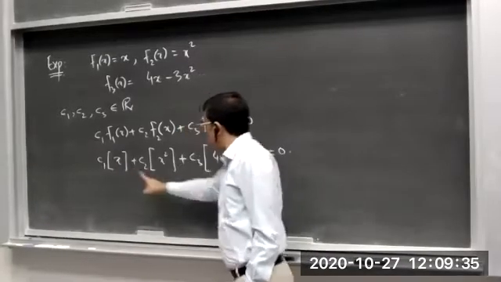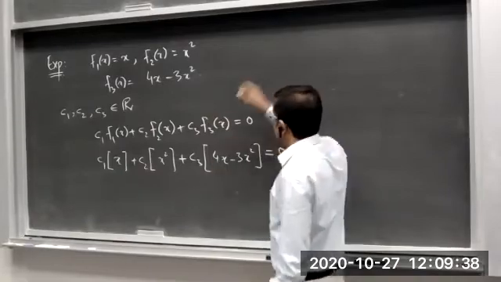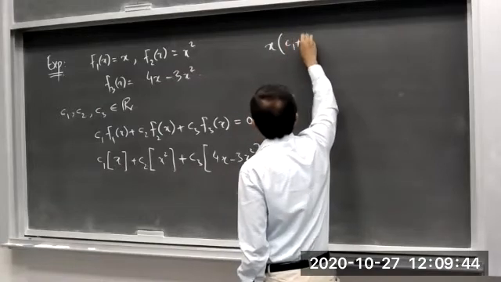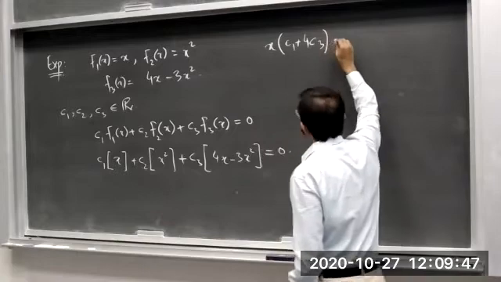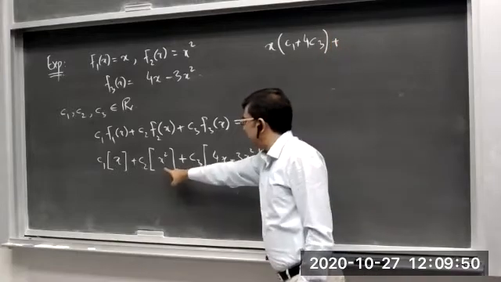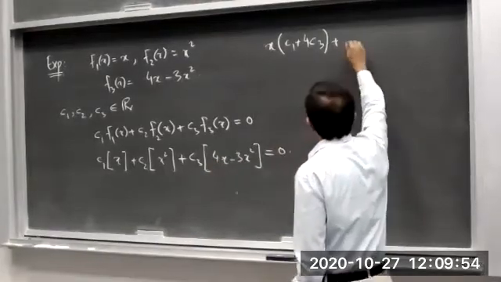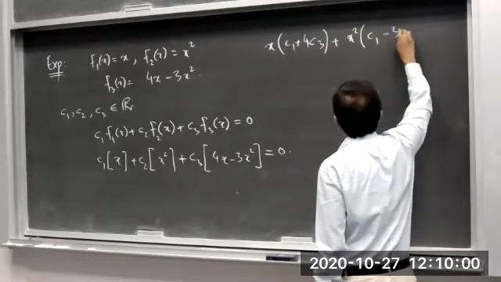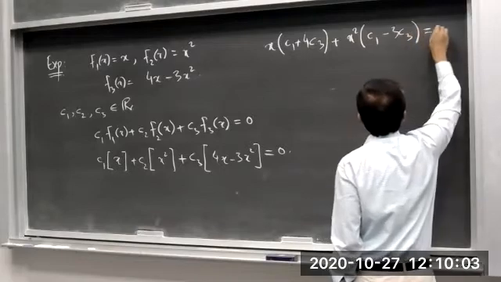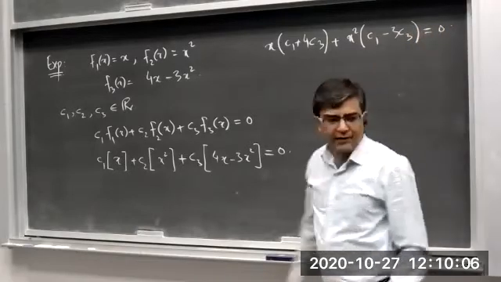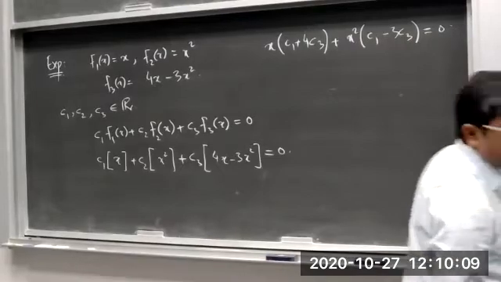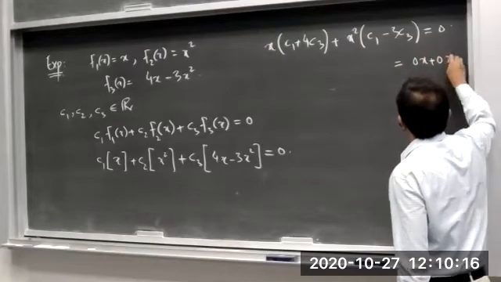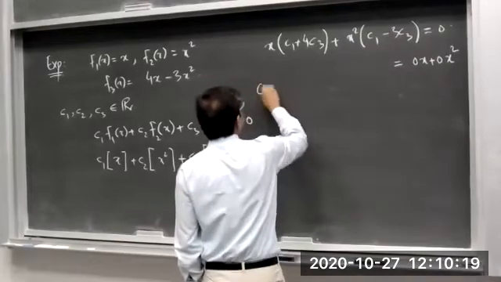For example, here there is x, you can take this common x and you can write C1 plus 4C3, plus then what is the coefficient of x squared? C2, take x squared common, and you get C1 minus 3C3, equal to 0. Now, comparing the coefficients on both sides, you can write the right hand side in this way: 0x plus 0x squared.